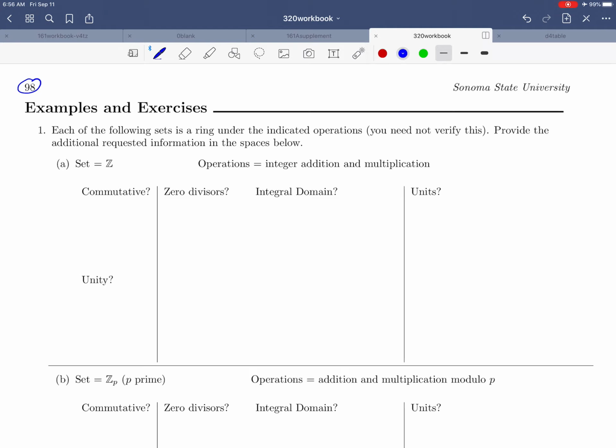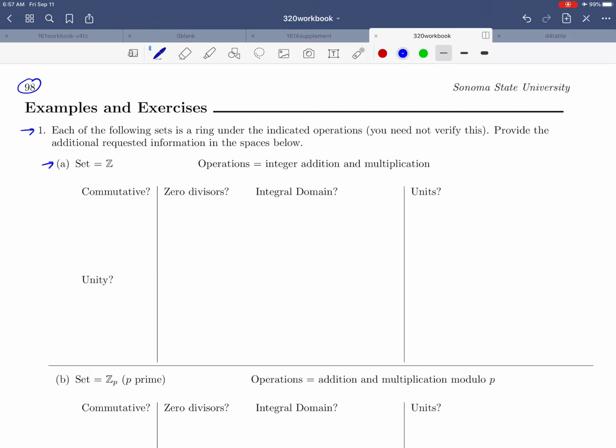So let's first read what they're asking us to do here. Each of the following sets is a ring under the indicated operations. We don't need to verify that, we're given it. They'd like us to provide the additional requested information in the spaces below. They're going to ask us about some properties that the ring might have. All right, so let's do part A together first.